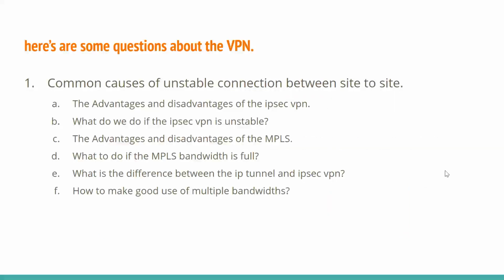So here are some questions about the VPN. What is the common cause of unstable connection between sites? If you're using the IPsec VPN, it depends on whether the WAN is stable or not, and whether it is using a static WAN IP to build the VPN. Because if you're using a dynamic IP address, it may change IP address and it will make the VPN disconnect.